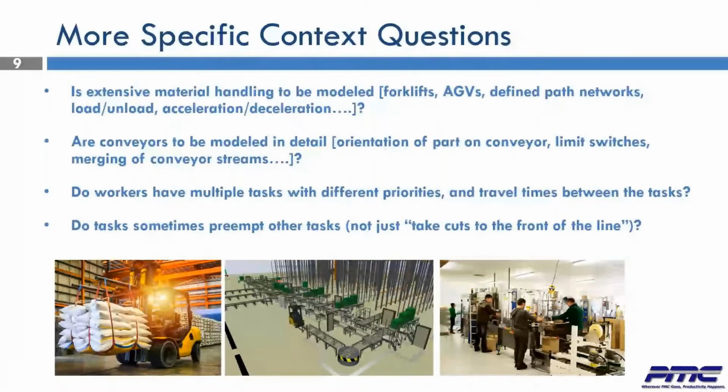Now, do workers have multiple tasks? Is a particular worker or type of worker, such as an electrician who's a member of a crew of electricians, needed to do multiple tasks in different places with different priorities and travel times between the tasks? And simulation software makes it routine to analyze situations where tasks have priority over other tasks, such as the business class passengers board the airplane ahead of the economy class passengers.